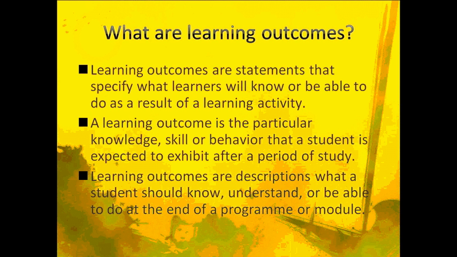If we look at learning outcomes from different sources, from the literature, we'll find that some define learning outcomes as statements that specify what learners will know or be able to do as a result of learning activities. Others will define a learning outcome as a particular knowledge, skill, or behavior that a student is expected to exhibit after a period of study. Other sources define learning outcomes as descriptions of what a student should know, understand, or be able to do at the end of a program or module.